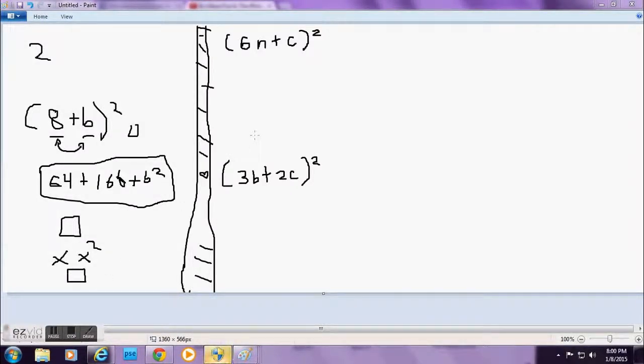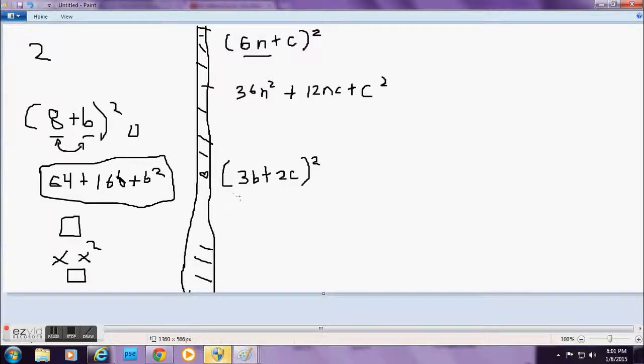Let's answer them together. You square the first term, so it's 36n squared, right? Next, you multiply these and multiply it by 2, so 6 times n times c is 6nc, and twice that is 12nc. The last thing, you square the last term, so it's c squared. Again: square, twice the product of the first and second, and then square again.